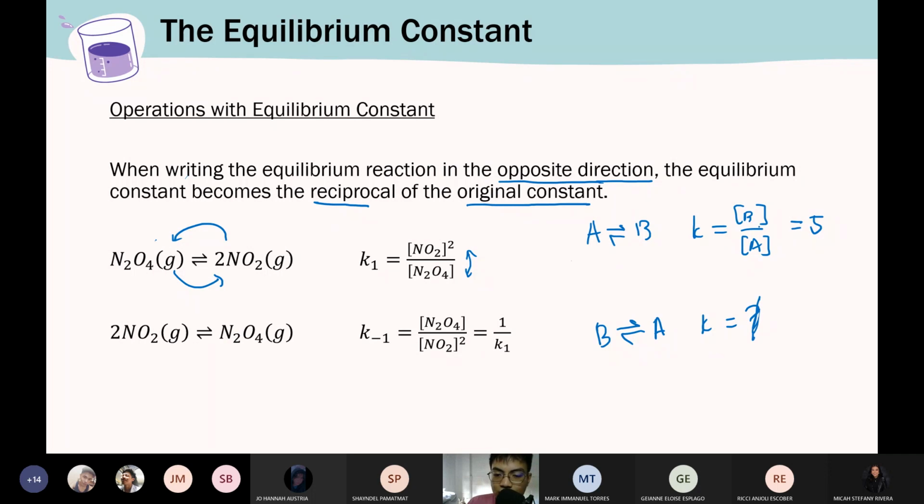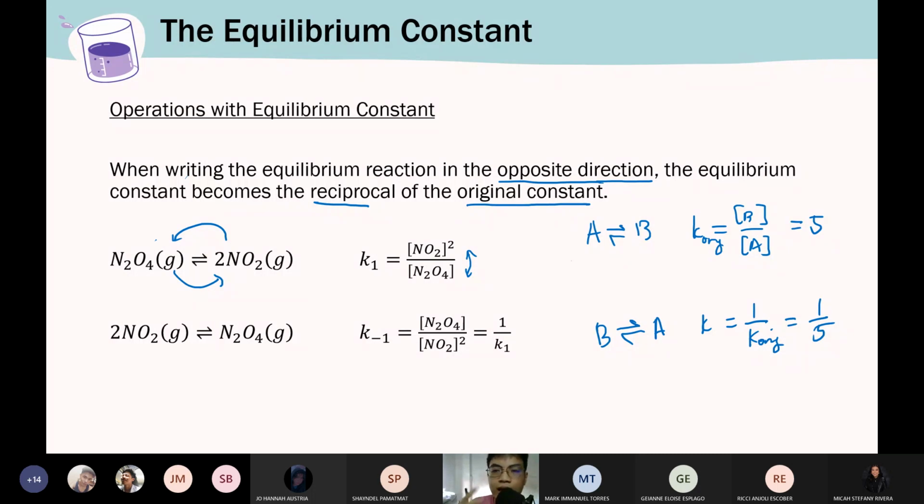Kasi, your new K will be the inverse of the original. So, lagay ko dito original. So, it will be 1 over original. Okay? So, magfe-flip lang siya. So, it becomes 1 over 5 or 0.2. Okay? So, that's how you deal with equilibrium constant.